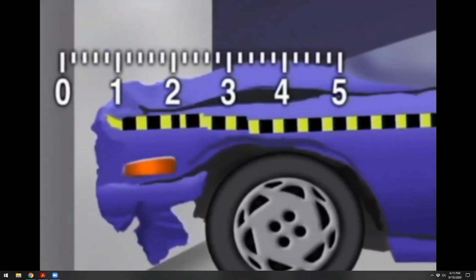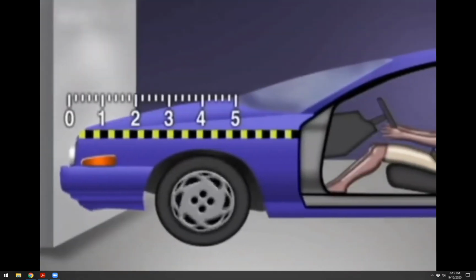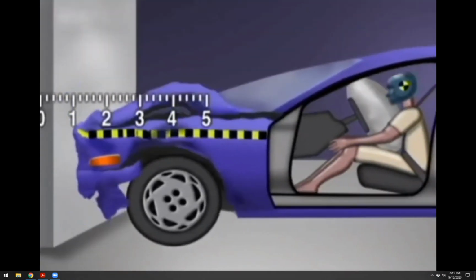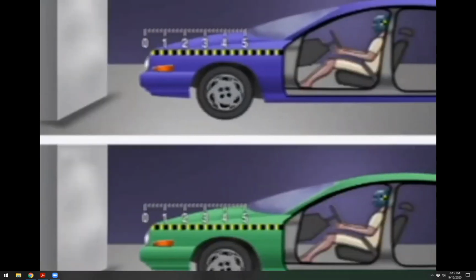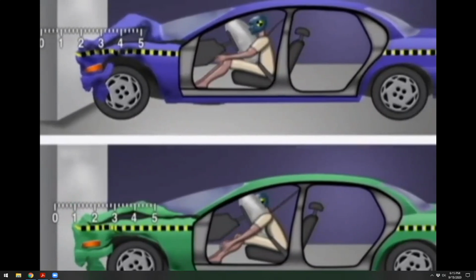However, if the vehicle's front end was less stiff, so it crushed 2 feet instead of 1, the deceleration would be cut in half to 15 Gs. This is because the crush distance, or the time the force is acting on the driver, is doubled.